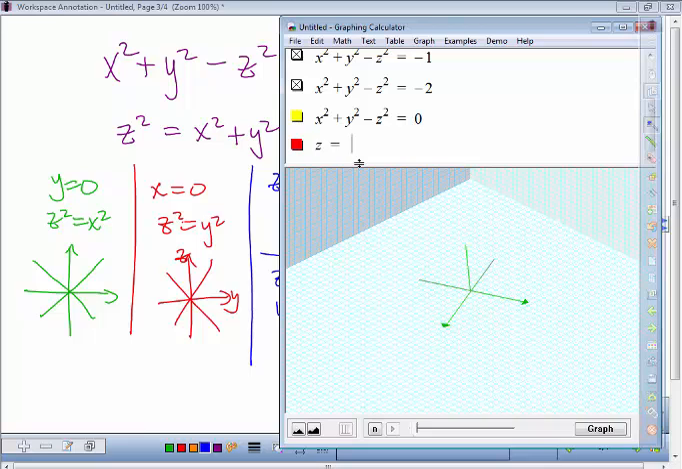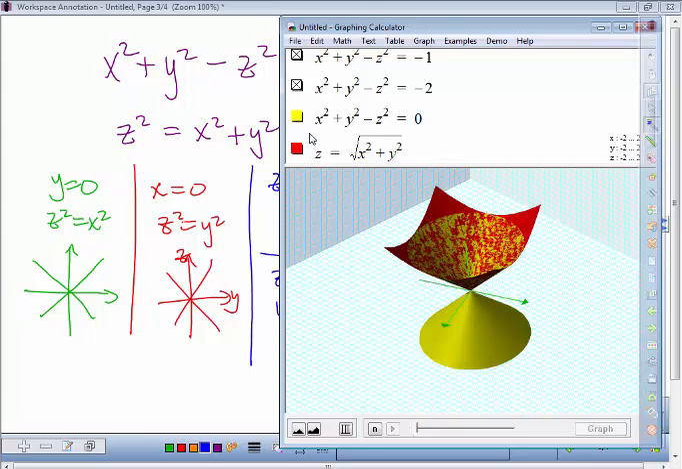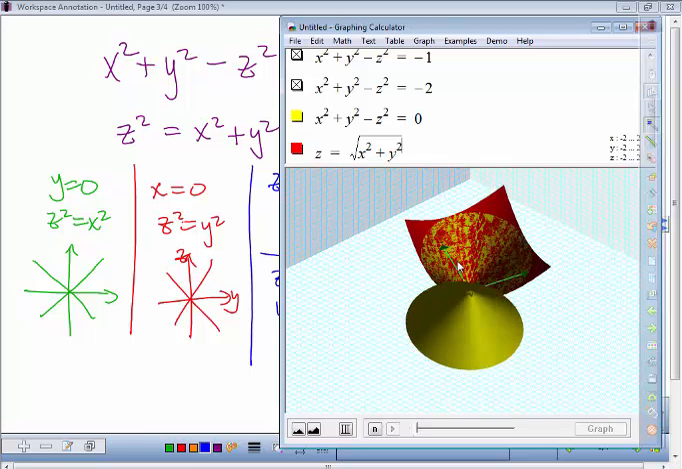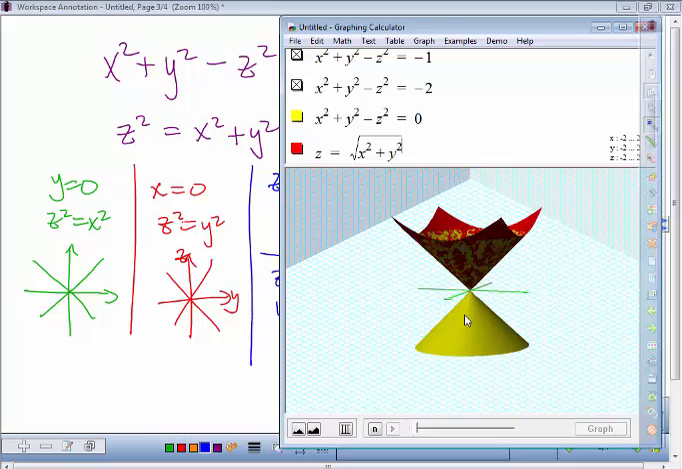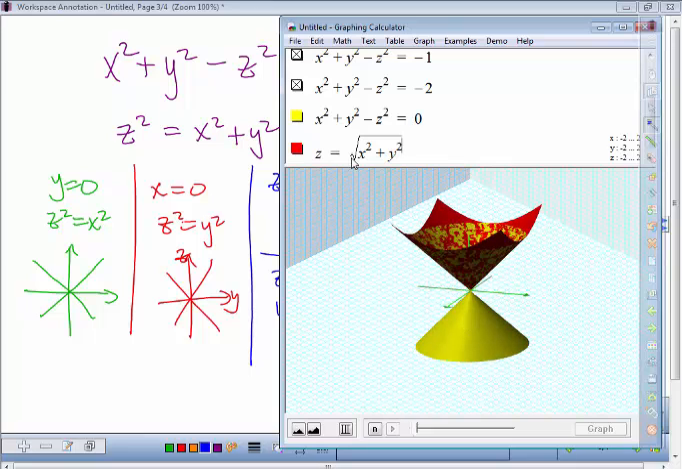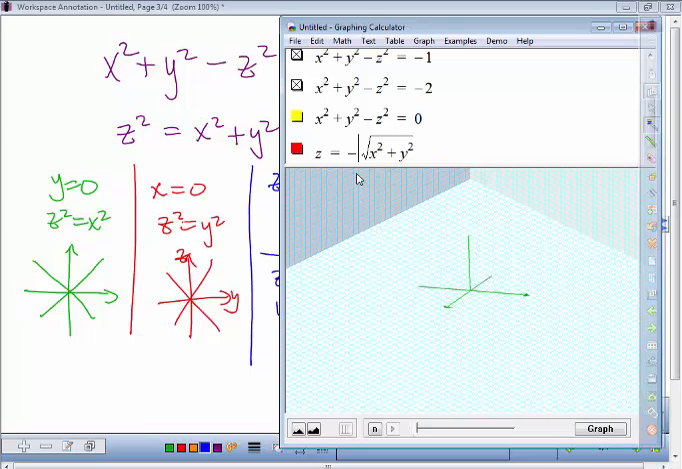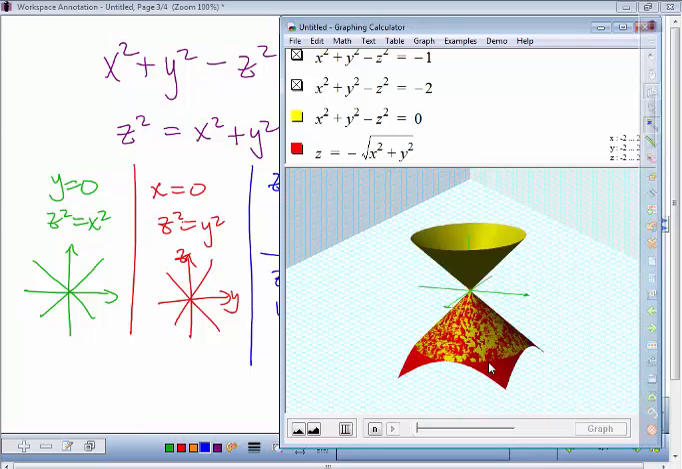Right, z is equal to, if we take z and bring it to the other side, which is what I have over here, and then take the square root. If I take the square root, then there's a positive square root and a negative square root. If I just care about the positive square root, then it's just looking at the top part of the cone. And if I want to just look at the negative square root, then it's just going to take the negative part of the cone.